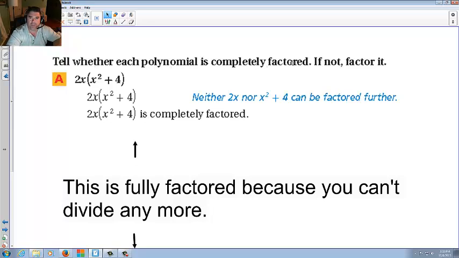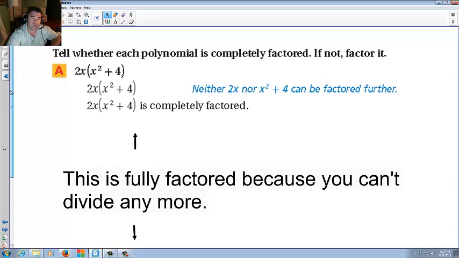Well, to tell whether each polynomial is completely factored or not, let's take a look. I already have a 2x on the outside. Can I take x squared plus 4 and make it smaller? Can I split it into two smaller things? You might think x plus 2 squared because x times x is x squared and 2 times 2 is 4, but don't forget that when you cross them over you have that 2 times x and 2 times x, and you're missing that all-important 4x. Therefore, x squared plus 4 is actually the last stop and there's nothing more to be done there. So this is completely factored.